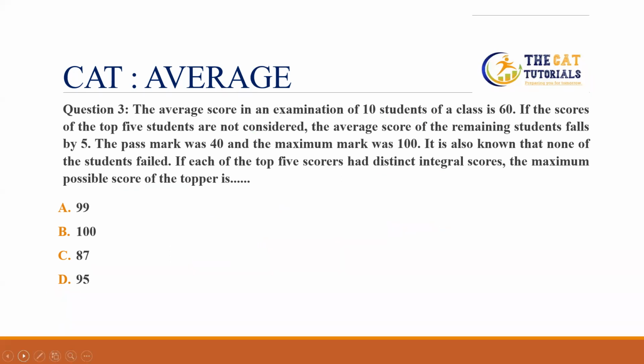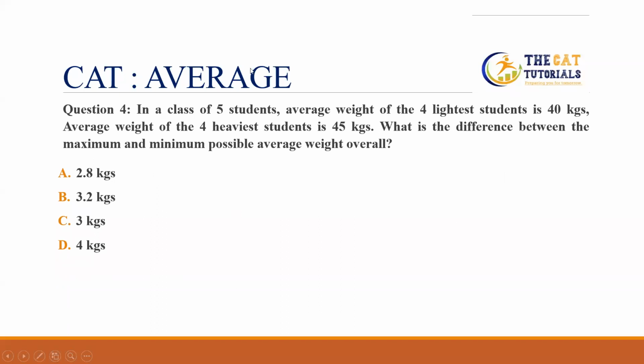See which one is the 4th question. Again, this one is a very good question, and again, all of you have to understand how you can get the answer of this question. So at first, I'm going to read this question to all of you. See what is the question. The question is, in a class of 5 students, the average weight of the 4 lightest students is 40 kg.